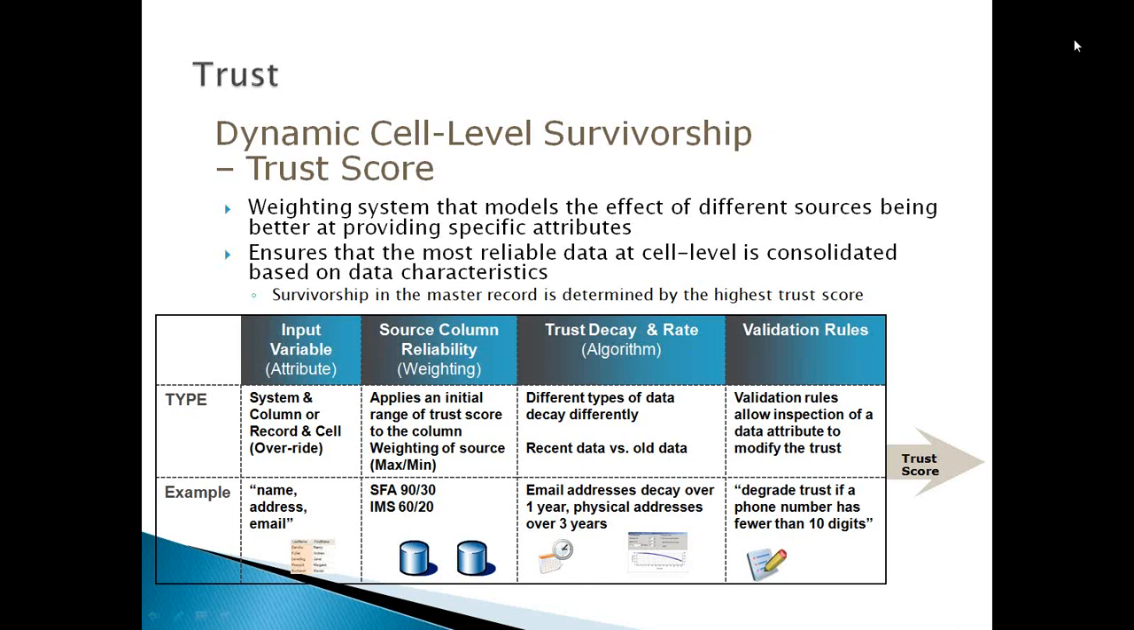Suppose now source 1 is giving me a phone number which is a 9-digit number, and source 2 is giving me a 10-digit number. What will MDM think? It will think that for source 1 I have given a trust score of 90, so the value will be correct. So it will try to promote the 9-digit phone number into the master record, which is not correct. That is what we handle using a validation rule. In the validation rule, we check whether the phone number is less than 10 digits. We found that yes, it is less than 10 digits, so we say downgrade the trust, by 50% for example.